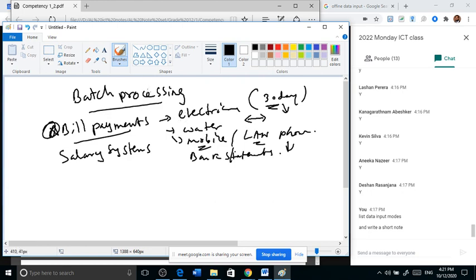So what is batch processing? Collecting data over a certain period of time and processing them at once, doing the transactions at the same time. The transactions are not done one by one at that moment. That kind of thing we call batch processing.